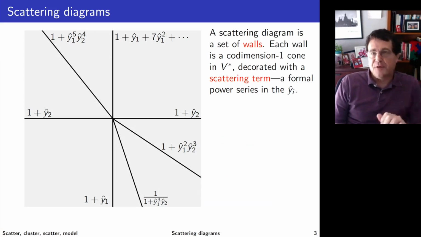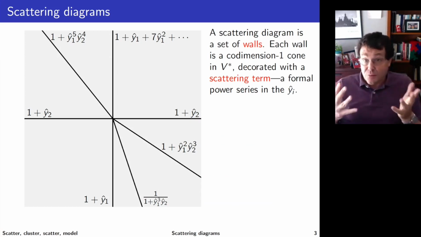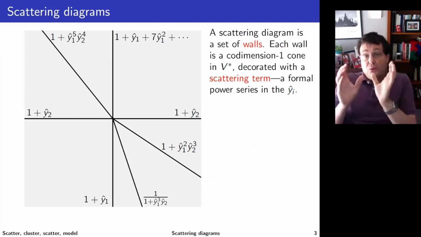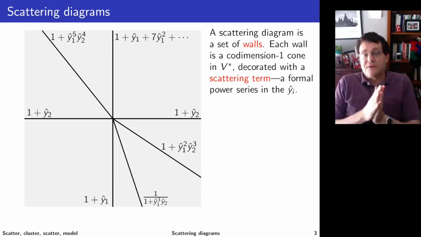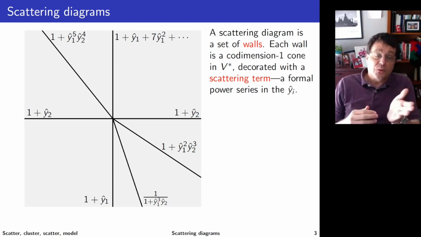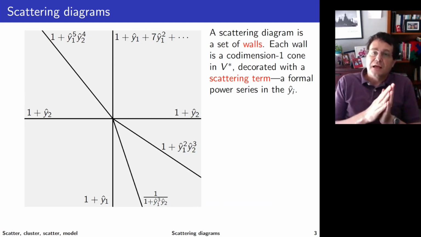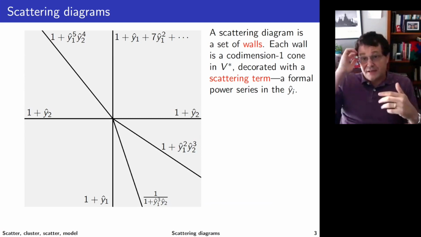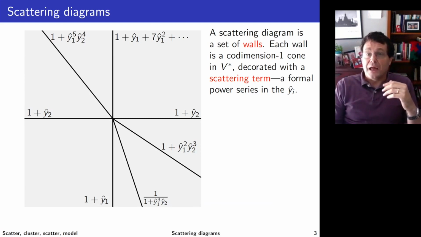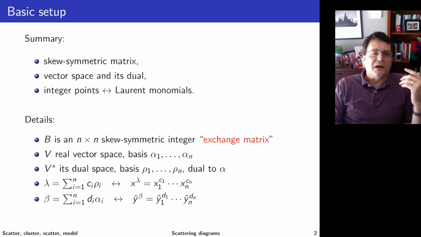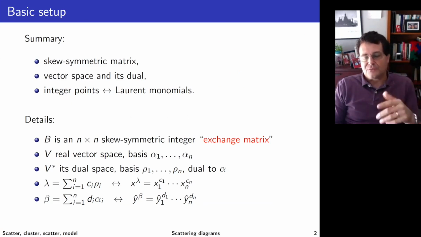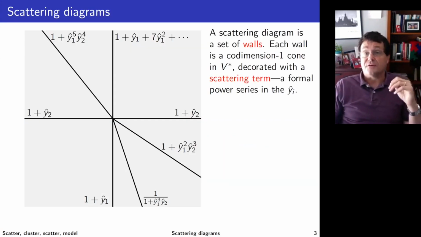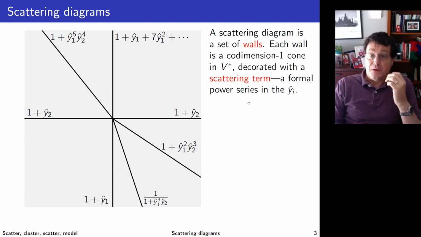So, a scattering diagram. A scattering diagram is nothing more than a set of walls. A wall is something geometric plus something algebraic. Each wall is a codimension 1 cone. We'll put it in the dual space, and it's decorated with a scattering term. A scattering term is a formal power series in the y hats. The y hats were the things that came up in these monomials, indexed by things in the space itself. So we have this cone, and we have a formal power series decorating it called a scattering term.